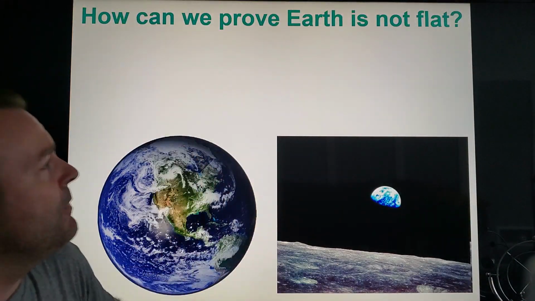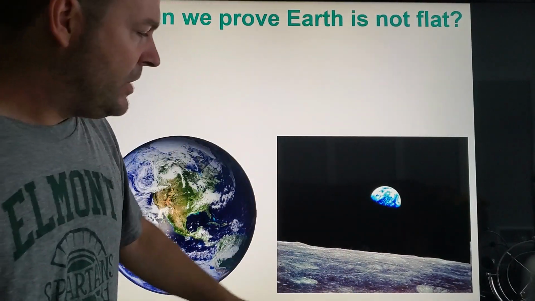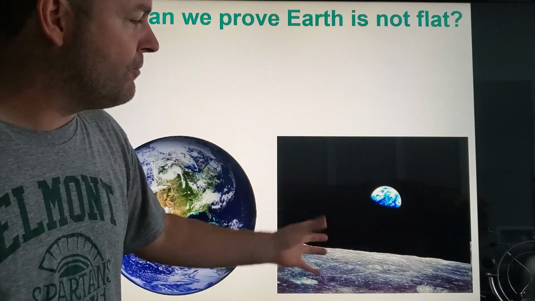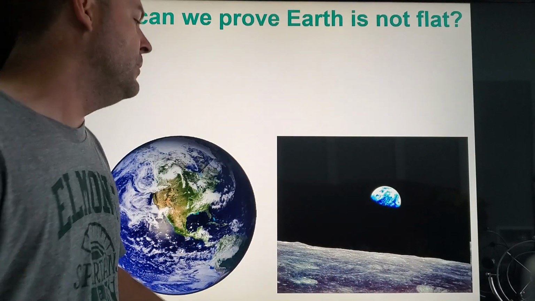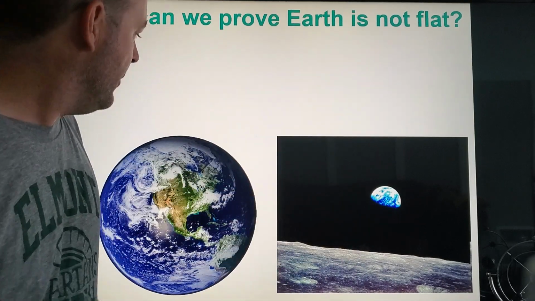Okay? So how do we prove the Earth is not flat? This famous picture here is called Earthrise. And it was taken from one of the lunar missions. And that's the Earth in the background rising in the moon's darkness there. Certainly giving you evidence of a round Earth as well.